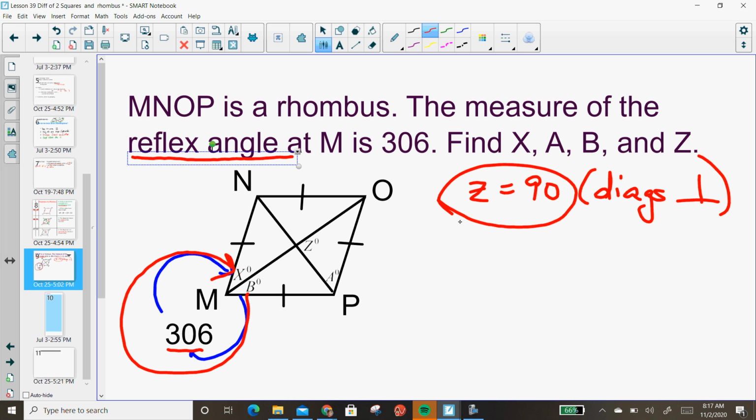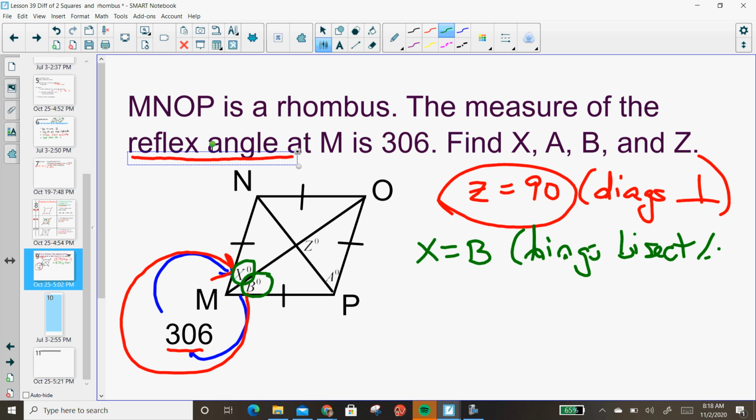Okay, tell me something about X and B. Type it in the chat if you can tell me something about X and B. Those are those two angles on either side of this diagonal down here. They are congruent angles. That was one of the special properties of a rhombus, that the diagonals bisect the angles. So we can say that X equals B, because in a rhombus, the diagonals bisect, and we have to say the angles, not just each other.